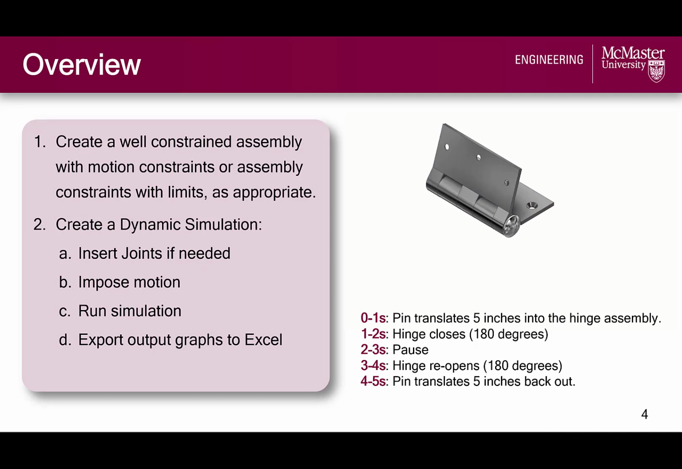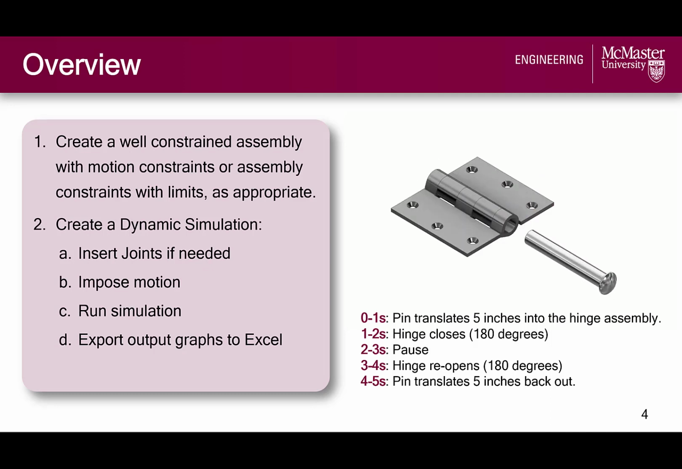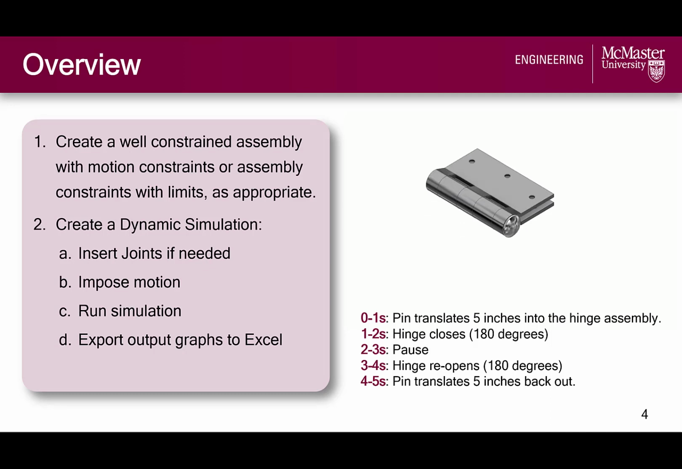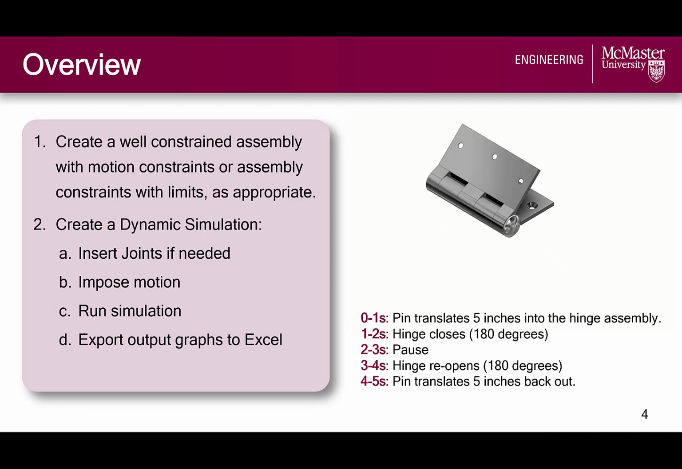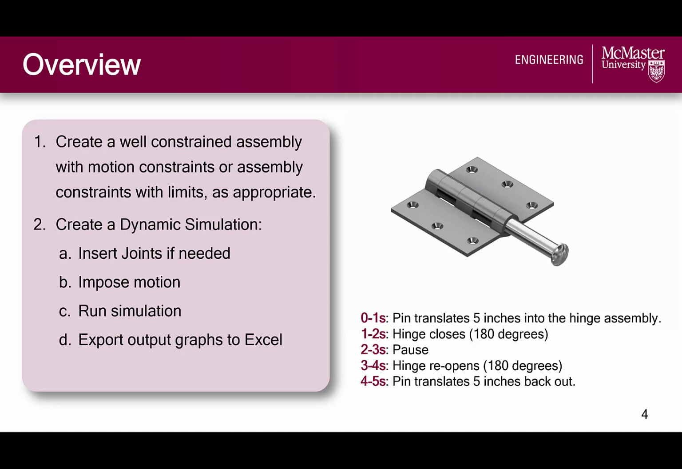To accomplish this, our steps to make a dynamic simulation will be as follows. First and foremost, we need to make sure that we have a well-constrained assembly with either assembly constraints with limits or motion constraints that will enable specific movement. Once we have a constrained assembly, we can enter the dynamic simulation environment to create a simulation. In some cases, this may require inserting joints that describe the motion relationship between components, and then imposing a motion on a joint to make something happen during our simulation. Then we can run the simulation in Inventor and review output graphs of positions or velocities of our joints from the simulation. So let's walk through these steps to make our door hinge simulation.